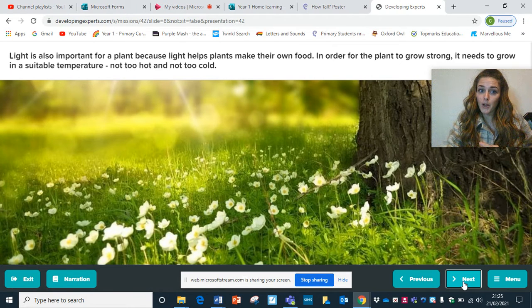Light is also important for a plant because light helps plants grow and plants make their own food. You'll learn more about that through the years. We won't go into that in too much detail just at the moment. So in order for the plant to grow strong, it needs to grow in a suitable temperature. Okay, so that means it cannot be too hot, so in direct sunlight, or somewhere too warm, but also if it's too cold, it cannot grow. So it has to be the right conditions. Okay, so that's why here we start to see things growing in spring, because it's not too hot and it's not too cold.